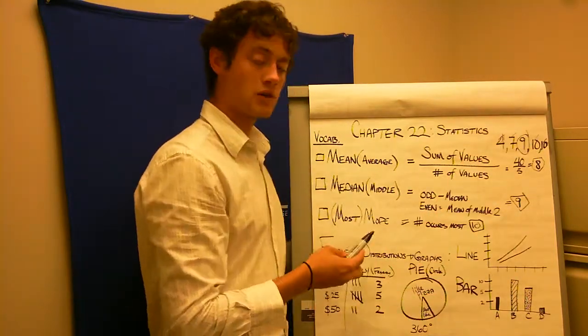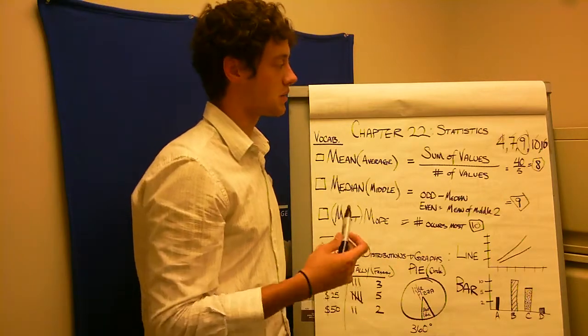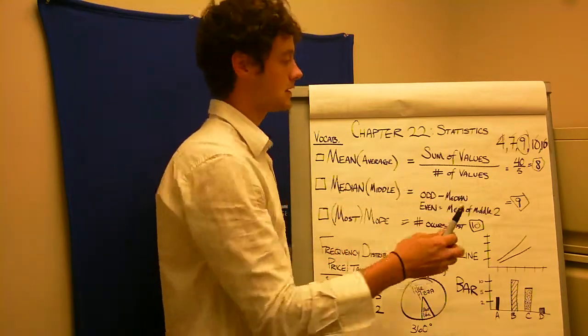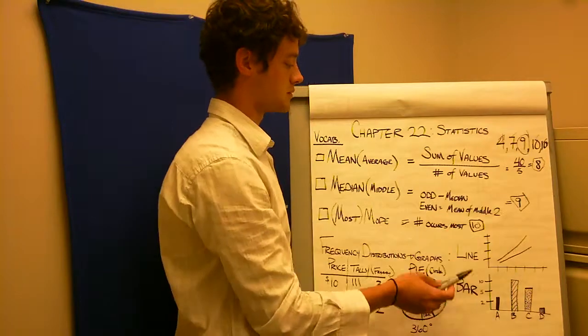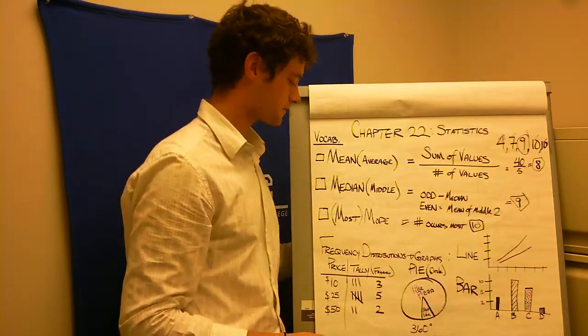So mode is actually just the most. What's the number that occurs the most in a data set? When you look, 10 occurs the most, and so it's 10.